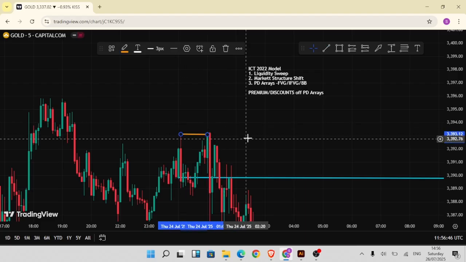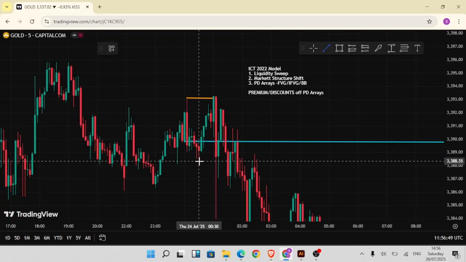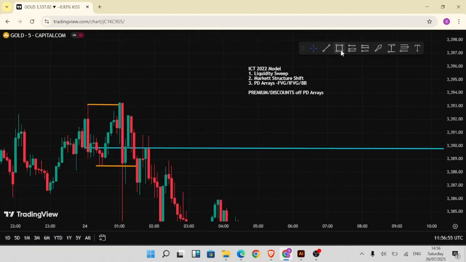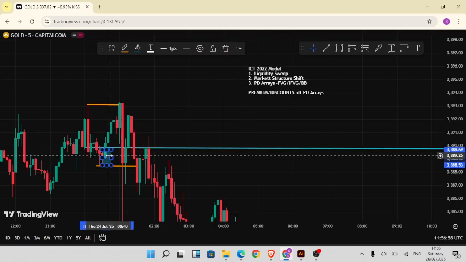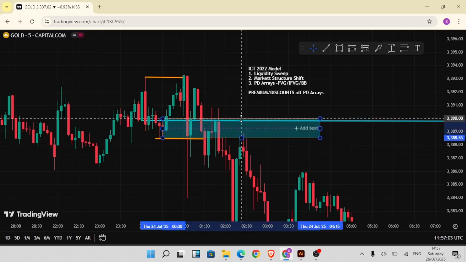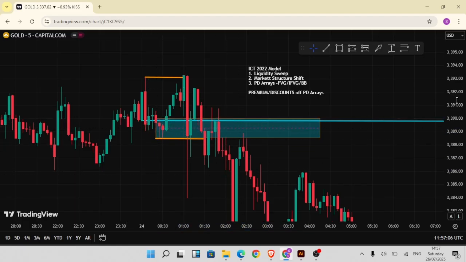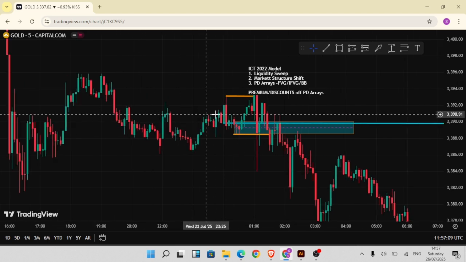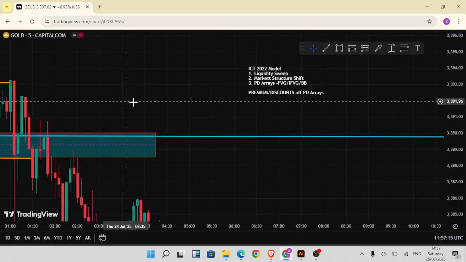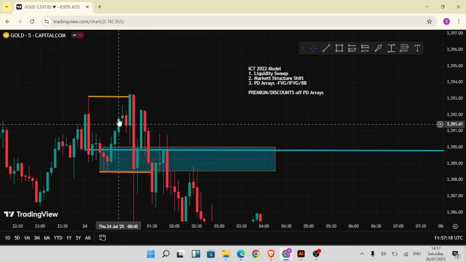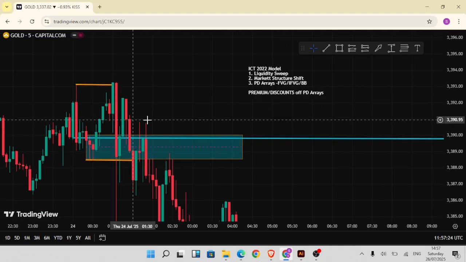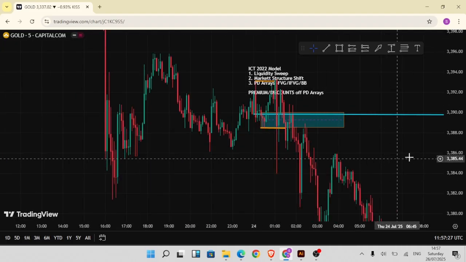Liquidity sweep, market structure shift, and we have this order block. We do not have clearly defined fair value gaps from this area, but because we have a momentous move to the upside, we assume this is forming the high of this day, which is Thursday. So we are looking for sales.